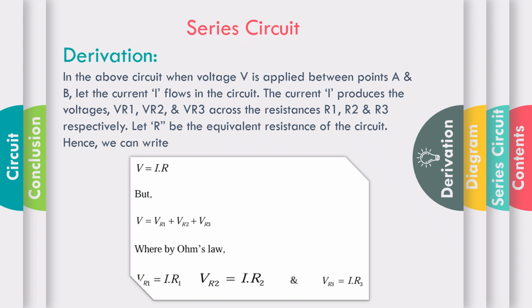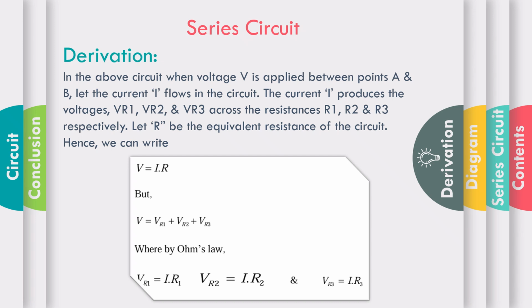Okay. Next, we can apply Kirchhoff's voltage law. We know Kirchhoff's voltage law, already studied in the last lecture. What is the statement of Kirchhoff's voltage law? In any closed network or circuit, the summation of EMF in that closed loop is equal to the summation of voltage drop in that closed path or loop or circuit. That is, we will get the equation V is equal to VR1 plus VR2 plus VR3.